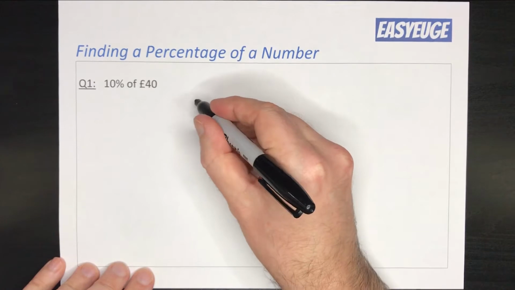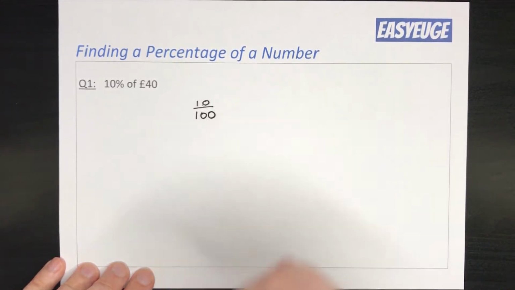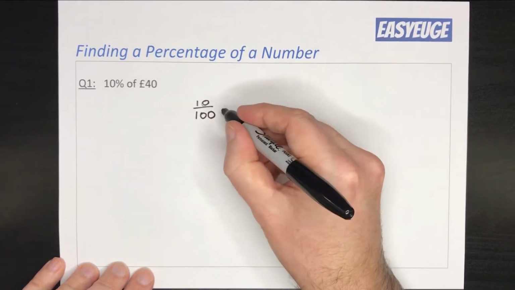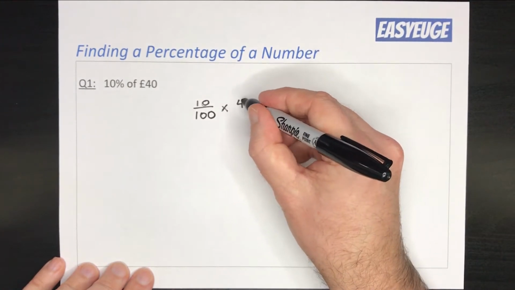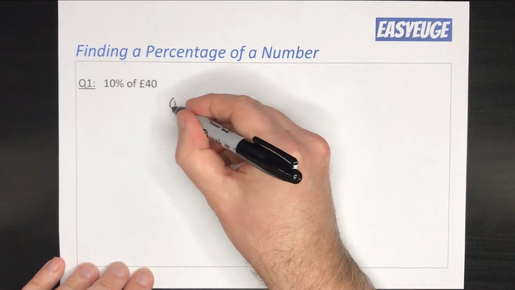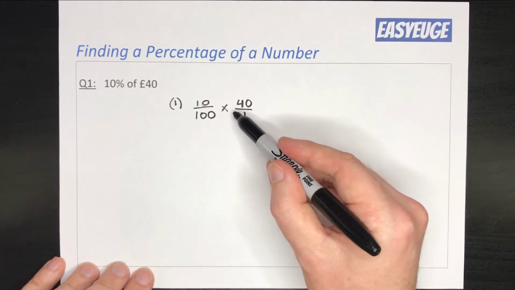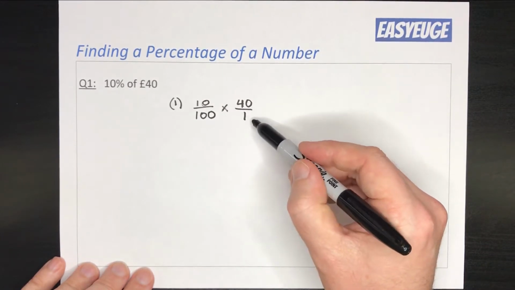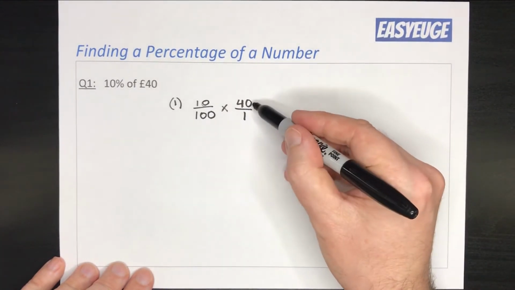10% means 10 over 100. And of simply means multiply. And £40 is simply 40 divided by 1. So this is starting to look like a multiplication of fractions. So this is the first way that we're going to do it. So it's 10%, which is 10 over 100, of or multiply £40, 40 over 1. Anything divided by 1, as you know, is still the same number.